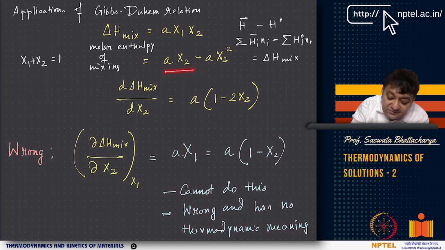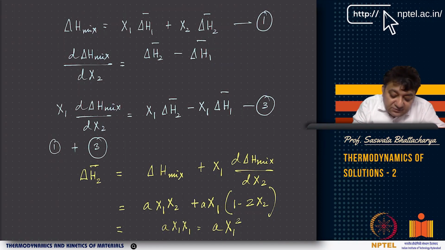So you have this expression, and for delta H mix, d delta H mix dx2 is a(1 minus 2x2), right? Now, if that is so, as you know, delta H mix is x1 delta H1 bar plus x2 delta H2 bar. So d delta H mix dx2 is nothing but delta H2 bar minus delta H1 bar. So x1 d delta H mix dx2 comes out from here. So you have this relation, you have this relation, and you have this relation.